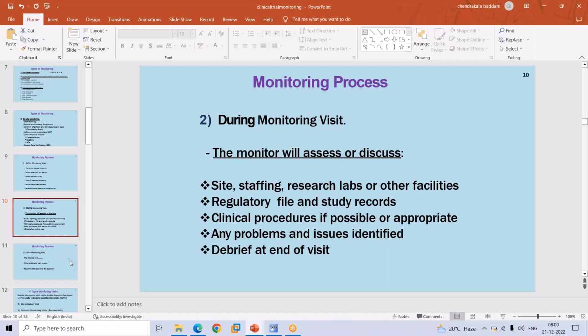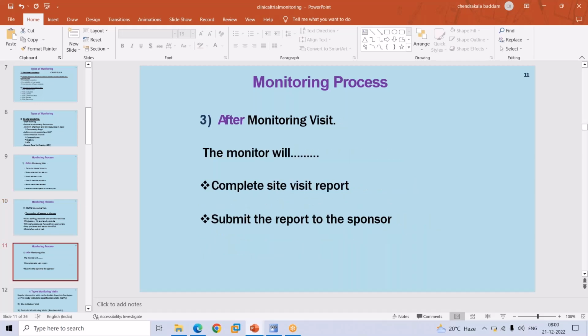At the end of the visit, they debrief. After completion of the site visit, they'll complete the monitoring report, and they provide this report to the sponsor.